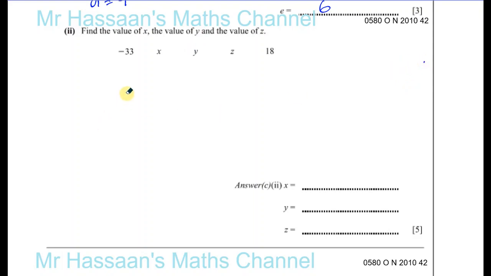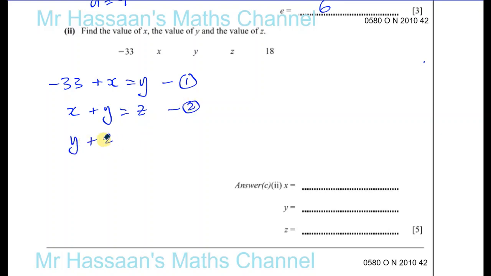So what we're going to do here is use the same type of technique where we set up a few equations first. We know that minus 33 plus x gives us y. So negative 33 plus x will give us y. Let's call that equation 1. We also know that x plus y is going to give us z. That's equation 2. And we know that y plus z is going to give us 18. That's equation number 3. So we've got to try to sort these equations out so you have just one unknown.